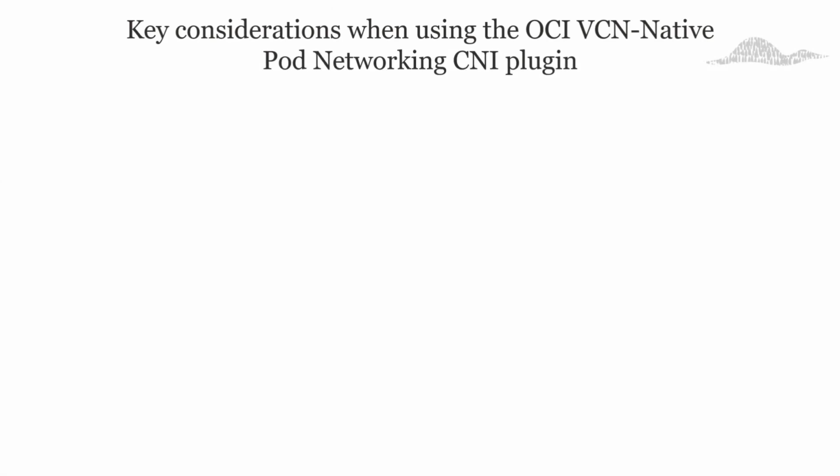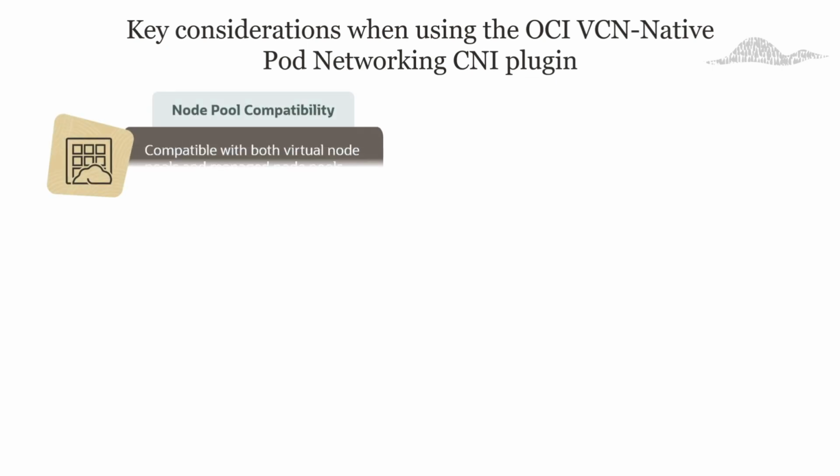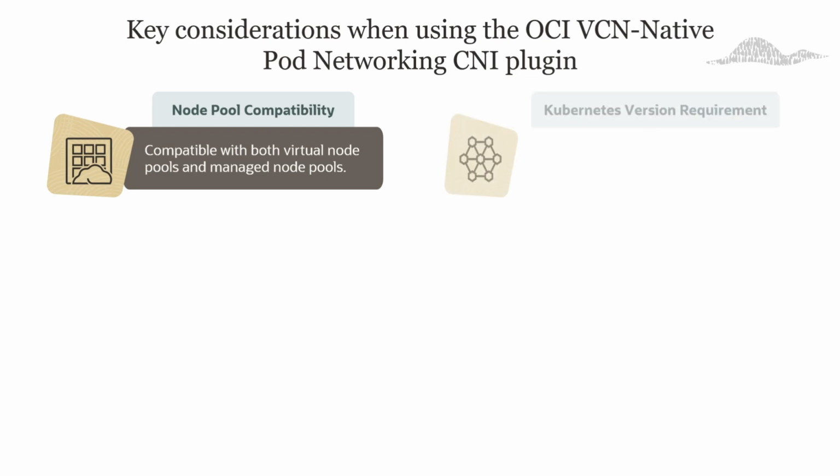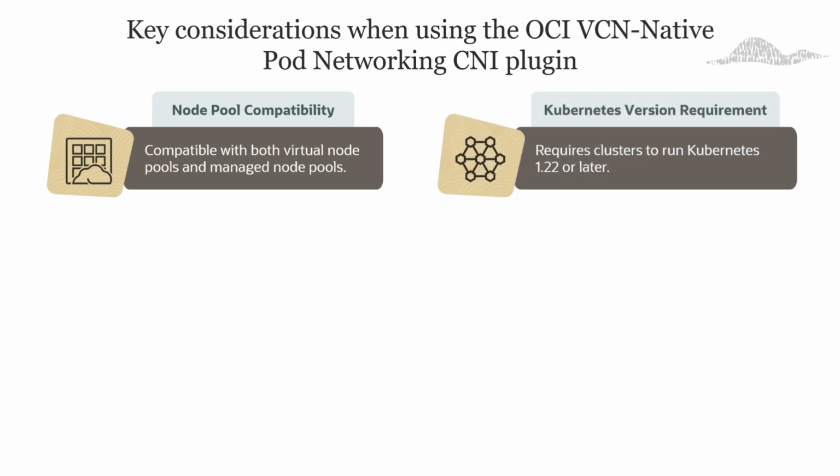Let's take a look at some key considerations when using the OCI VCN native pod networking CNI plugin. You can use the OCI VCN native pod networking CNI plugin with both virtual node pools and managed node pools. You can only use the OCI VCN native pod networking CNI plugin with clusters running Kubernetes version 1.22 or later.